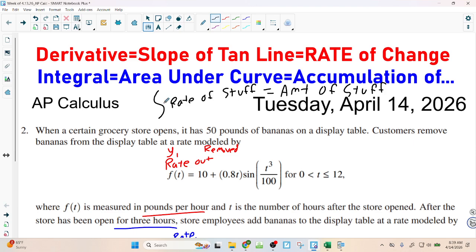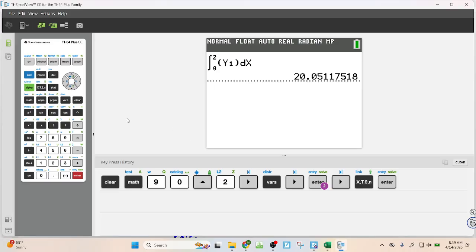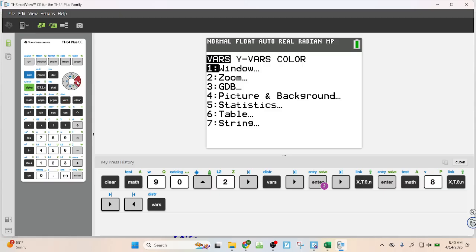So again, f prime, f is y1. So we just want to take the derivative of that. Math 8, the derivative of y1.